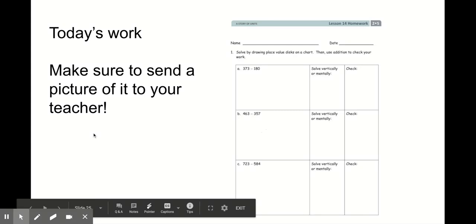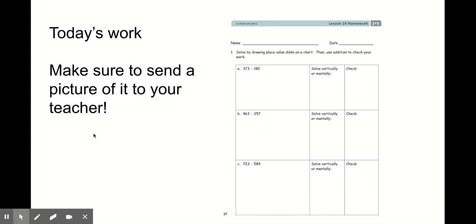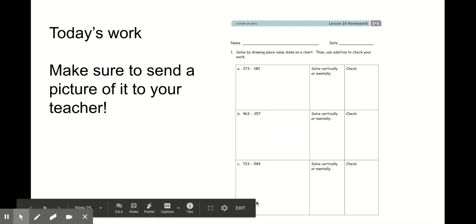All right, second graders. Today's work is some more practice with subtraction. You can use any strategy that you like to solve. Show us your work. Solve it in this big space. Show how you are thinking. Then solve it vertically, just like we did. And then you'll check your work with addition. Make sure that you're checking your work. It's super important.